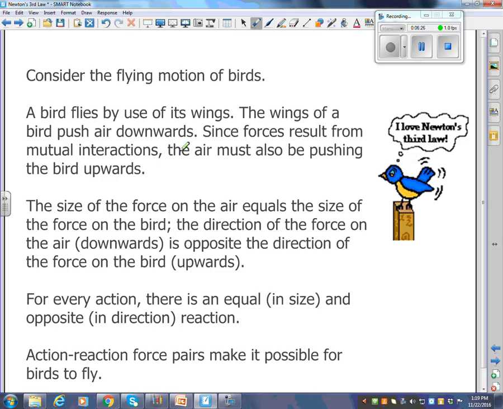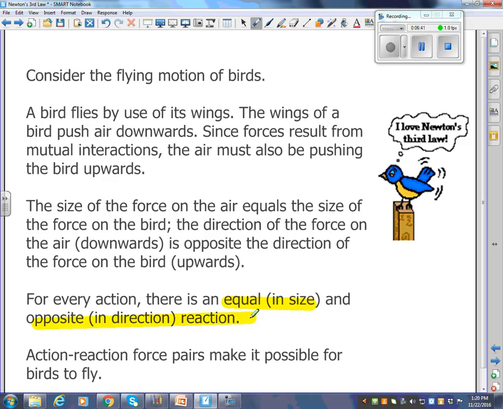The size of the force on the air equals the size of the force on the bird. The direction of the force on the air, downwards, is opposite the direction of the force on the bird, which of course is upwards. For every action, there is an equal in size and opposite in direction reaction.